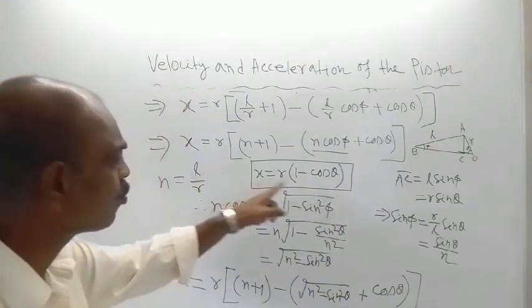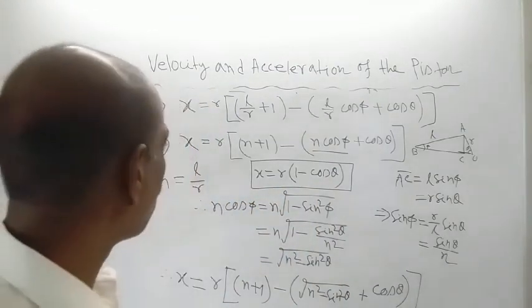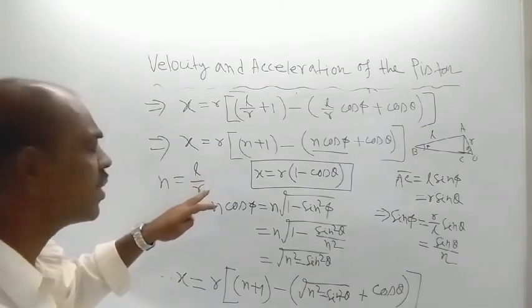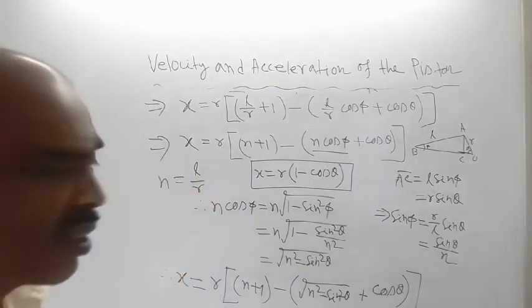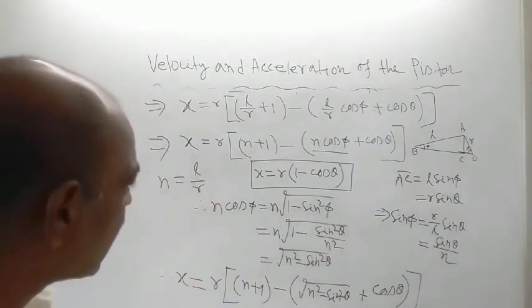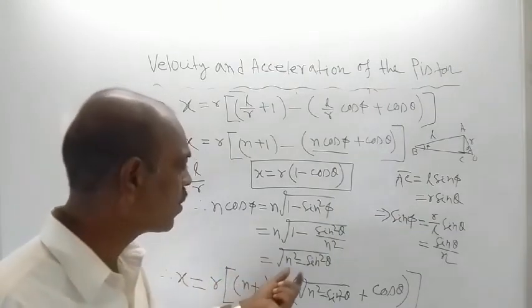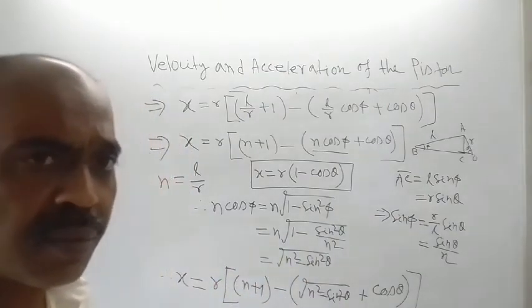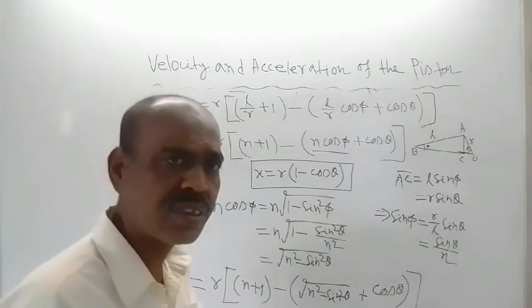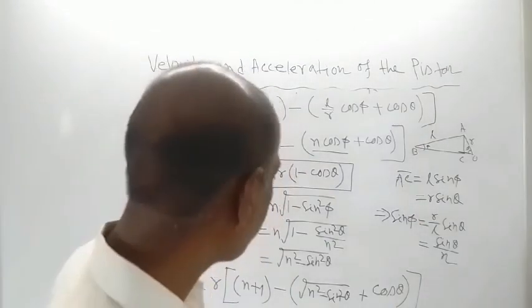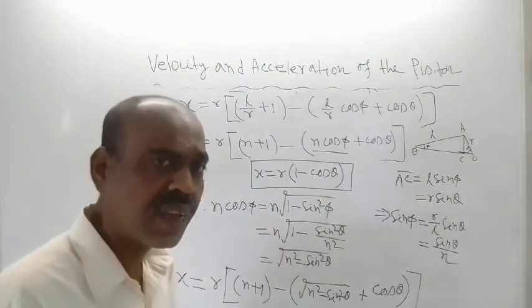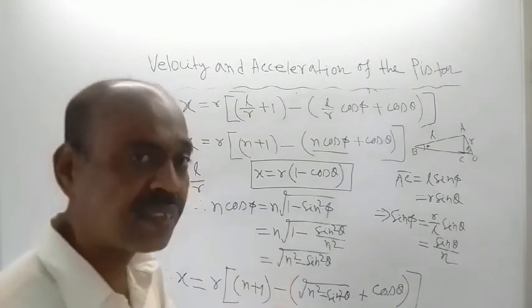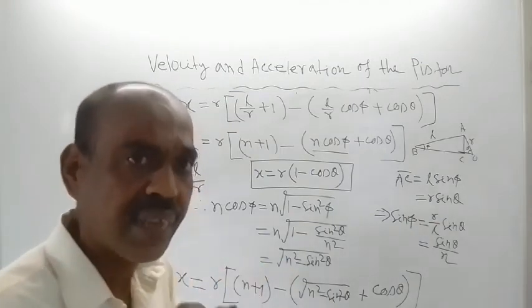When will you get this expression for displacement? Only when L is very, very greater than r. Okay, if L is very, very greater than r, in that case, n square is very, very greater than sine square theta, because maximum value of sine square theta is 1. So, if n square is very, very greater than sine square theta, in that case, sine square theta can be assumed to be 0. That can be neglected.